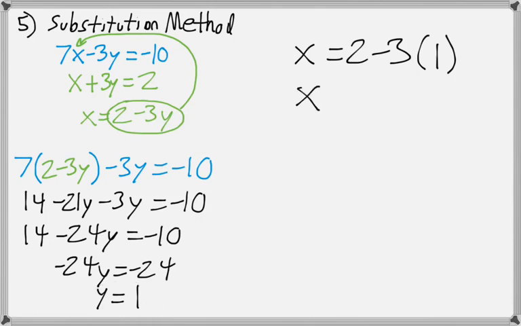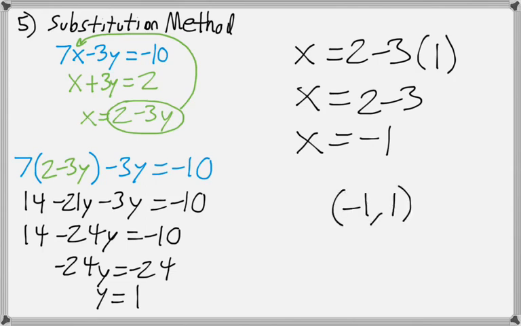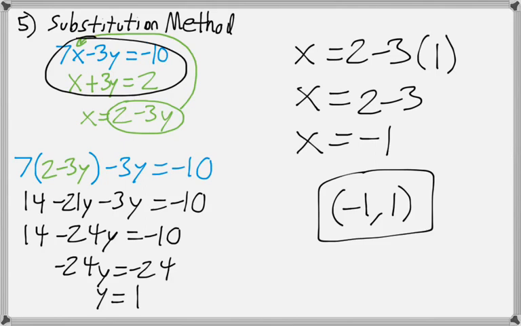So x is equal to 2 minus 3, or x is equal to negative 1. So my final answer would be negative 1, 1 as an ordered pair. So this would be the intersection point of these two lines.